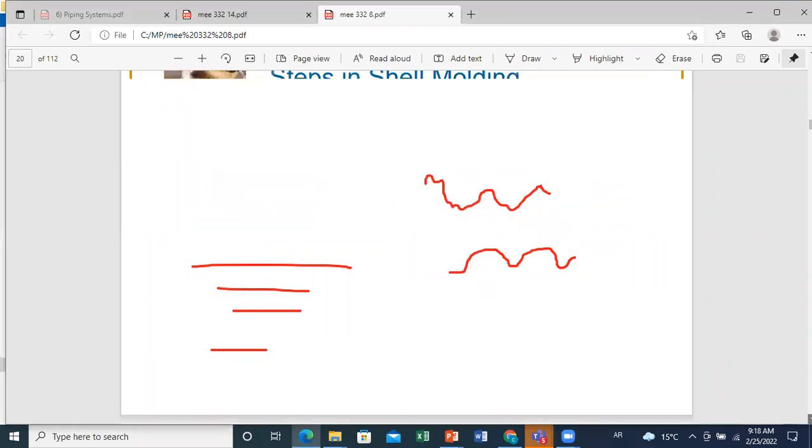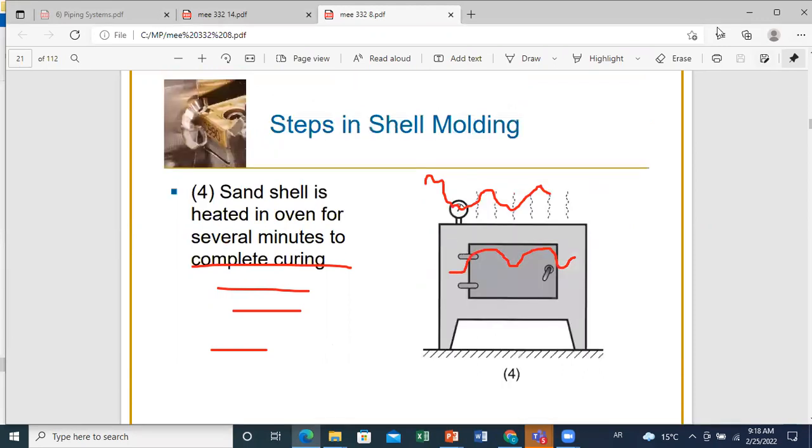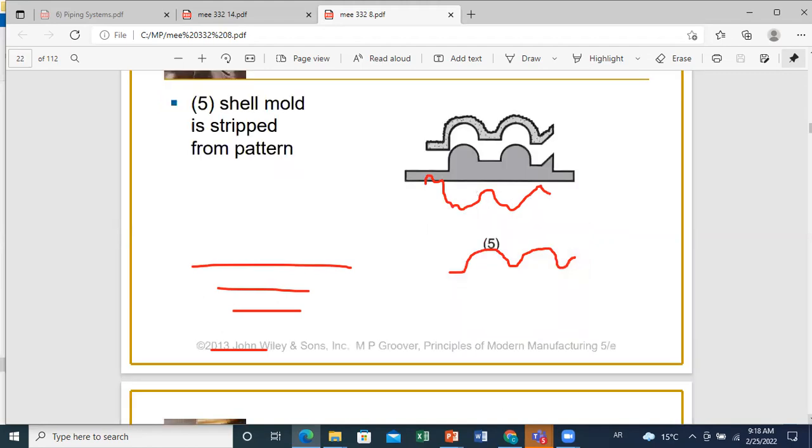Now, the next step is that sand shell is heated in oven for several minutes to complete curing. So you can continue the process of formation of your mold by heating again in an oven. And after this, the shell mold will be stripped from the pattern, and in this way you will create a mold that can be used to produce such shapes. Okay.